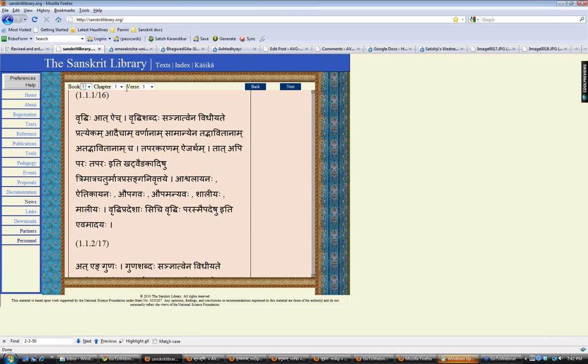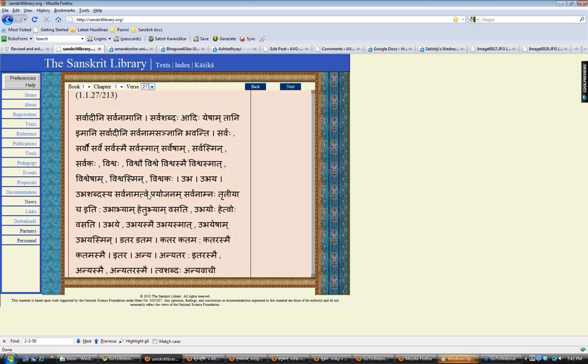Sarvadini Sarvanamani. Not to be confused with the Sarvanama Sthana Sanya. It's a completely different thing. Sarvanama Sthana Sanya comes to certain affixes, so Pratyayanam Sarvanama Sanya Vidiyate. This Sarvanama Shabdaha is talking about Pratipadikani. So Sarva, Vishwa, Ubha, Ubhaya, and so on. It goes on and it goes all the way.